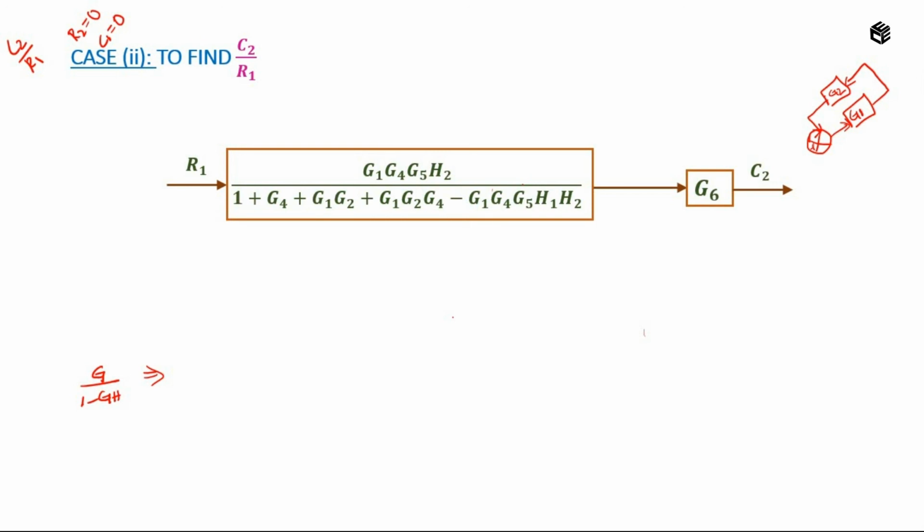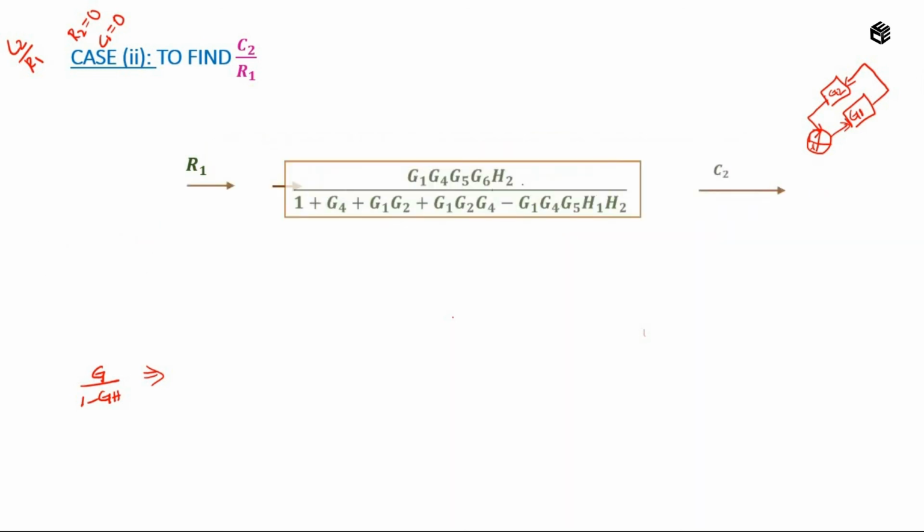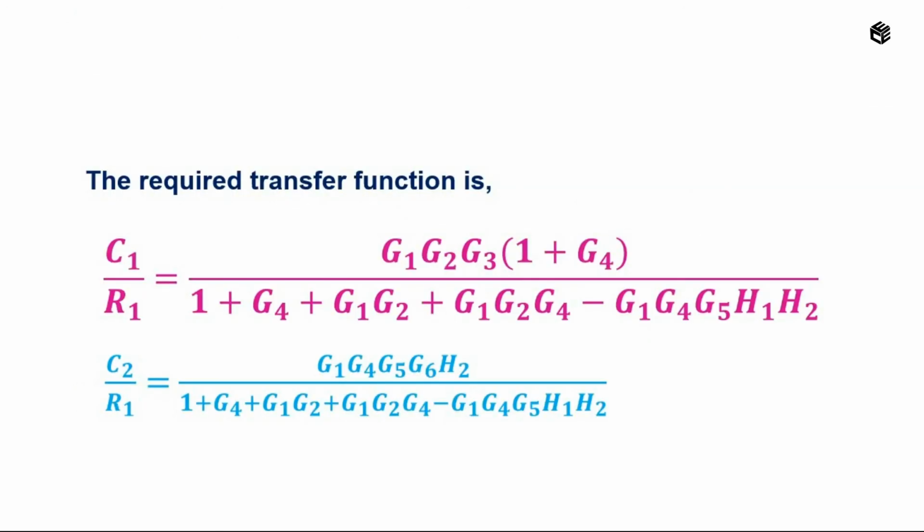So from this we can say it is a connection in cascade. So I am going to combine these 2 blocks. On combining, I will get the answer as this block. Okay, so I have found out what is C2 by R1. So as a conclusion, I can say that C1 by R1 value from the transfer function block and C2 by R1 from the previous slide.